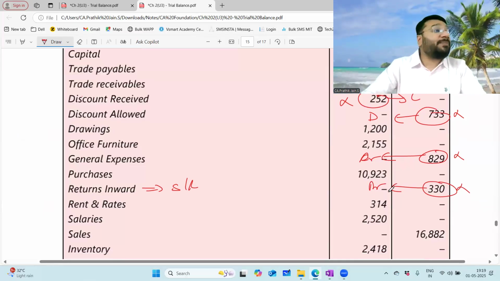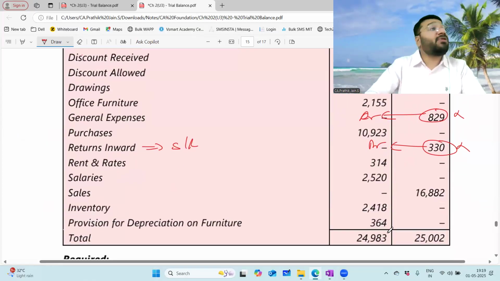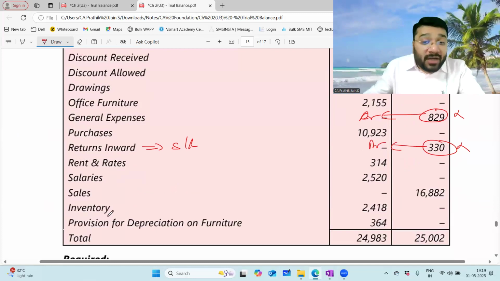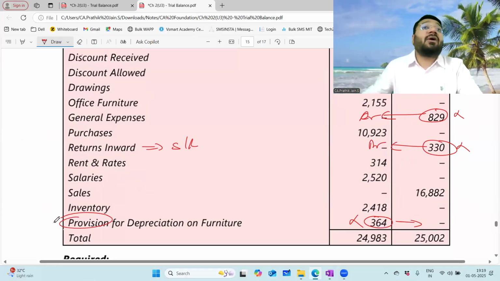Rent and rates, expenses, correct. Debit balance, it should come in the debit column. Salary is also correct. Sales also correct. Inventory means what inventory? Opening inventory. Opening inventory, correct. Provision for depreciation, wrong. It is a liability. It goes to the credit side, credit balance. Technically, this is not a liability, but for now, just remember it that way. When I come to final accounts, we'll discuss this in depth.